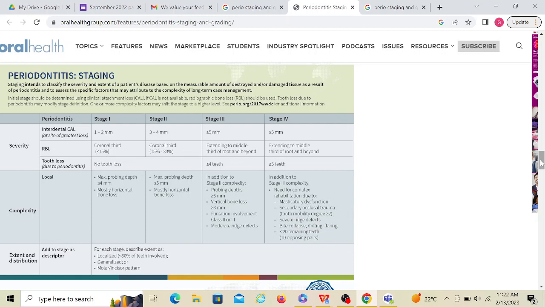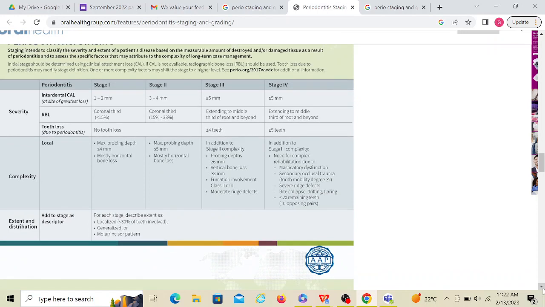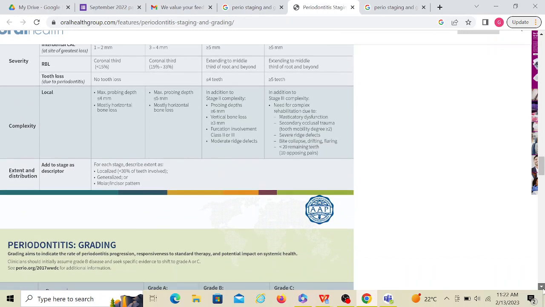So grading is divided into 3 levels: grade A, grade B, and grade C. Okay, let's come to the grading. Now let's forget about the staging for the moment. For now, let's consider that you have 2 patients and both of them have the same stage. Either stage 1, 2, 3 or 4, doesn't matter. Let's take stage 1. Both of the patients have stage 1 and now you are supposed to grade them. Now let's see the grading.